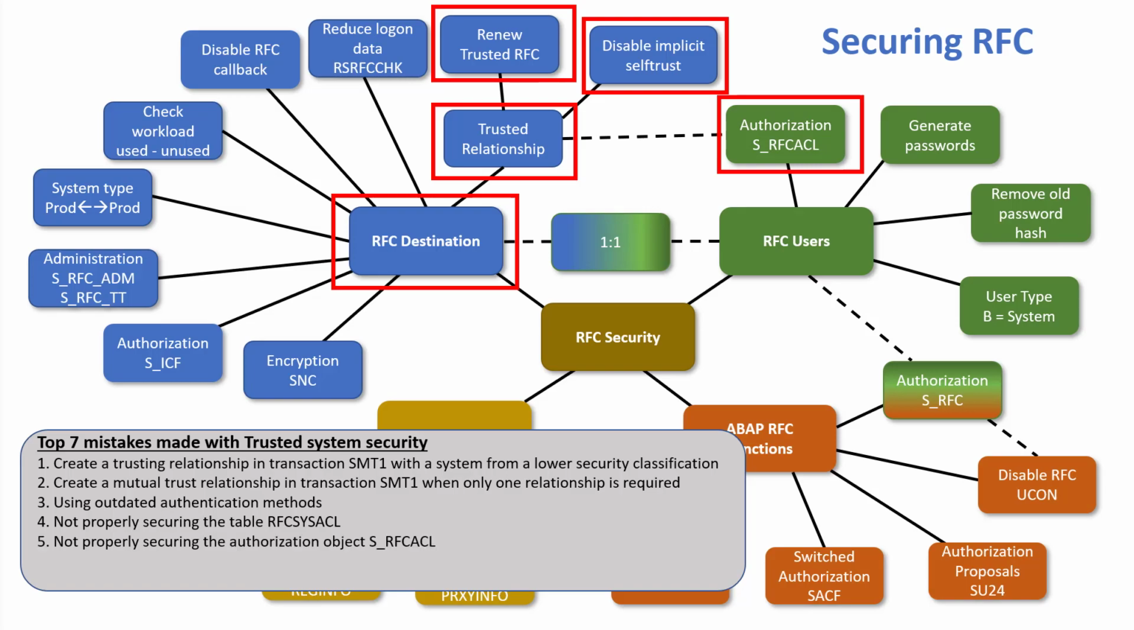Number 5, not properly securing the authorization object S_RFCACL. This object must be limited in the trusting system and should never contain a wildcard asterisk. If it does, a warning message is displayed during the role maintenance if administrators maintain a wildcard for any of the authorization fields for this object. And we'll talk a little bit more about the different authorization field values for S_RFCACL towards the end of this video. Number 6, adding the S_RFCACL object to the SAP_ALL profile.